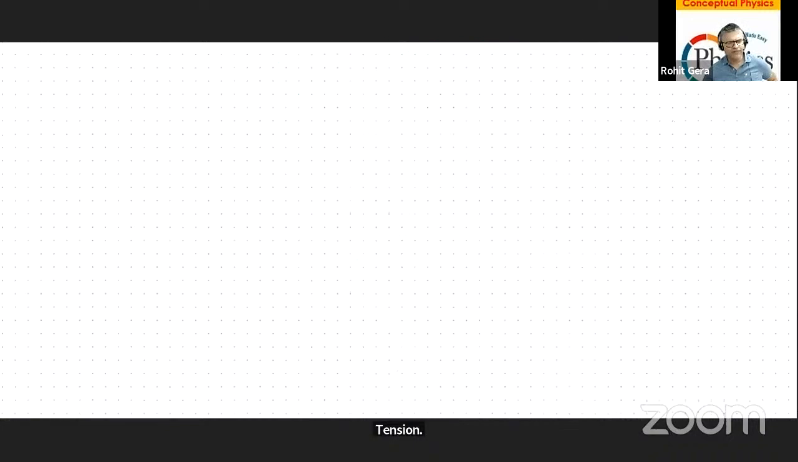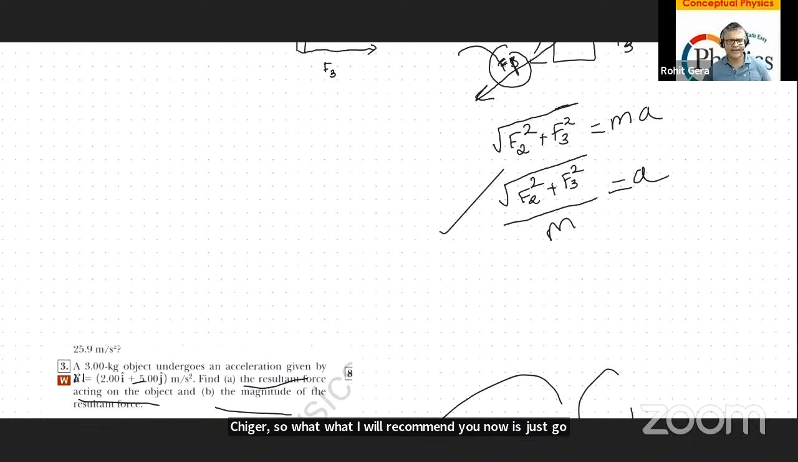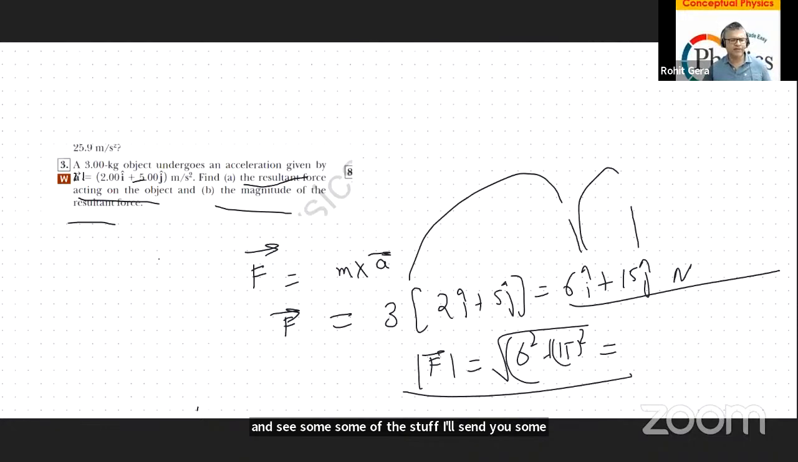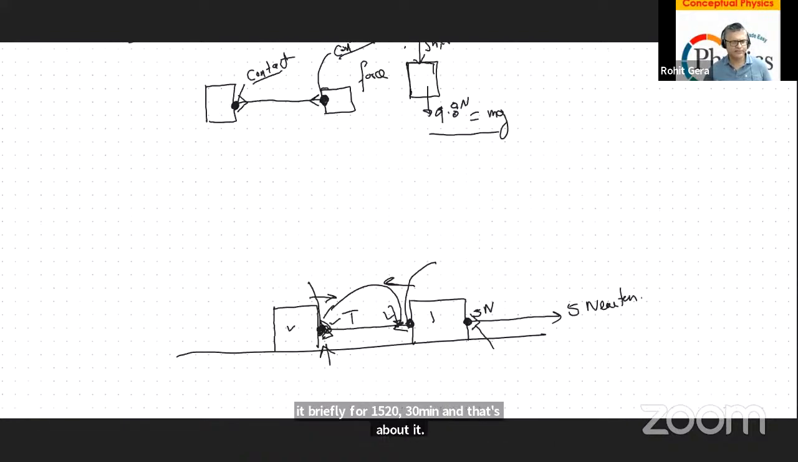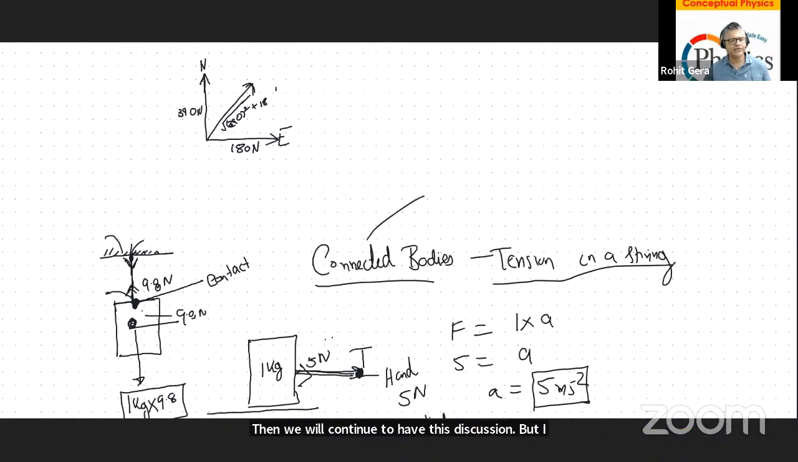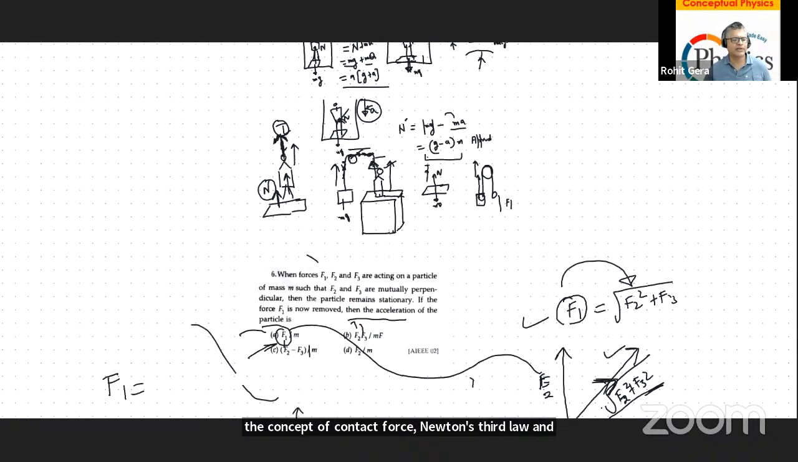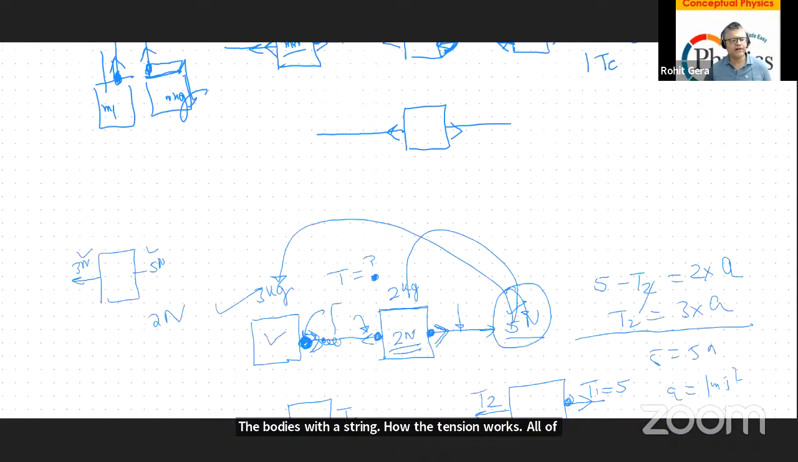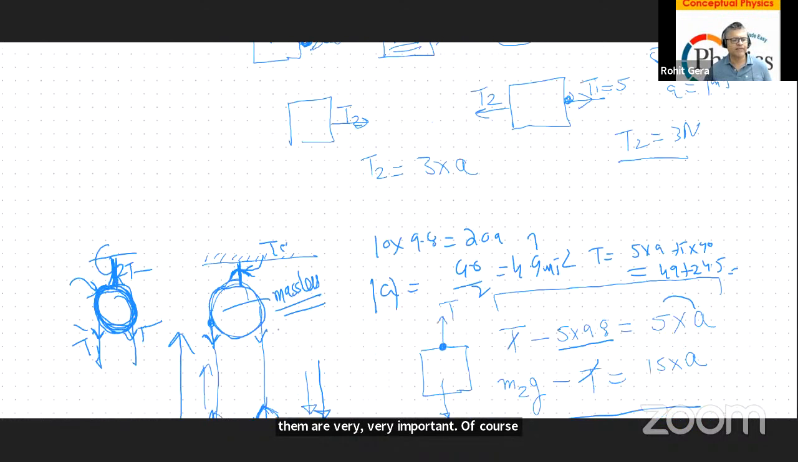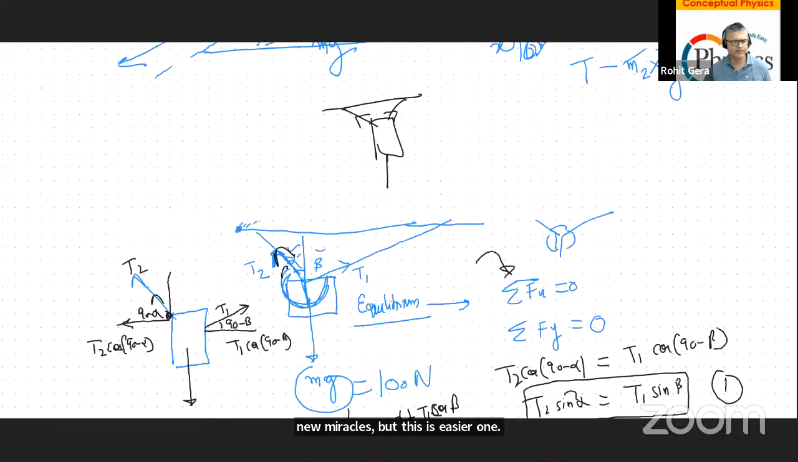What I recommend now is that you go and see some of the material. I'll send you some notes on tension and some links. Have a look at them briefly for 15, 20, 30 minutes, and then we will continue this discussion. But I have given you a lot of perspective today on the concept of contact force, Newton's third law, and connected bodies with a string, and how the tension works. All of them are very important. We will learn a few more things before we start solving big numericals, but this is the easier one. These are the building blocks of those big numericals.